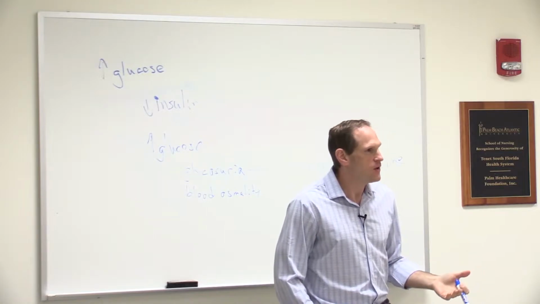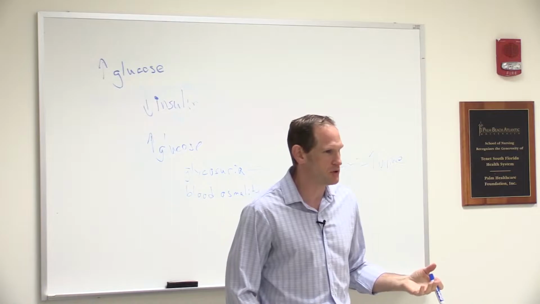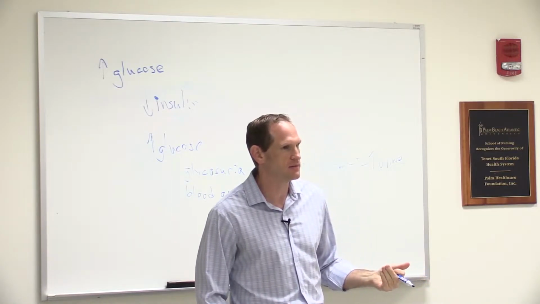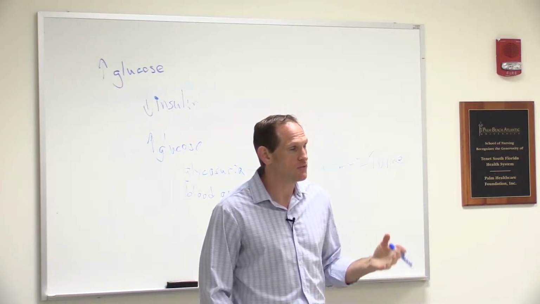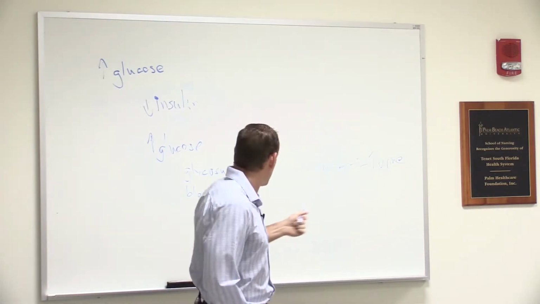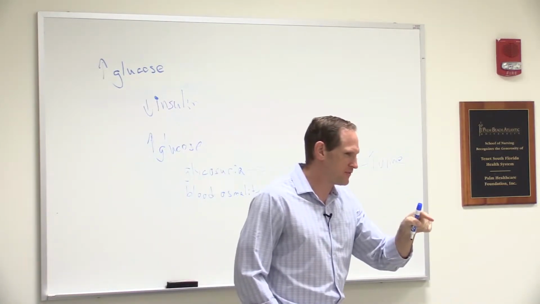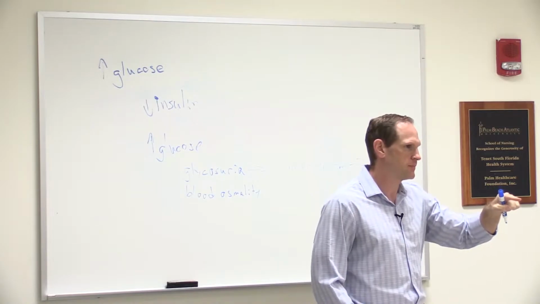It's about 5. When the blood glucose is 400, what's the osmolality of glucose? 400 divided by 18. It's about 20. So it's 4 times higher than usual. So as we get increases in blood osmolality, what's the main driving factor of osmolality most of the time?